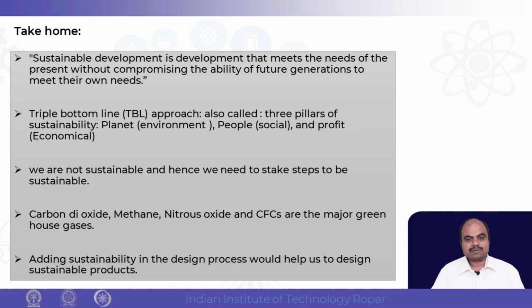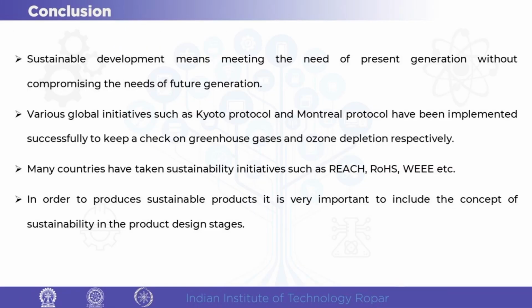The triple bottom line approach is called the 3 pillars of sustainability: planet, people, profit. The product should be good for the planet, that is environment, for people, that is social, and for profit, that is economic. We are not sustainable and hence we need to take steps to be sustainable. That is a very important thing to understand. Carbon dioxide, methane, nitrous oxide, CFCs are the major greenhouse gases, and we should try to reduce them. Adding sustainability in the eco-design process will help us design products which are more sustainable. Thank you.